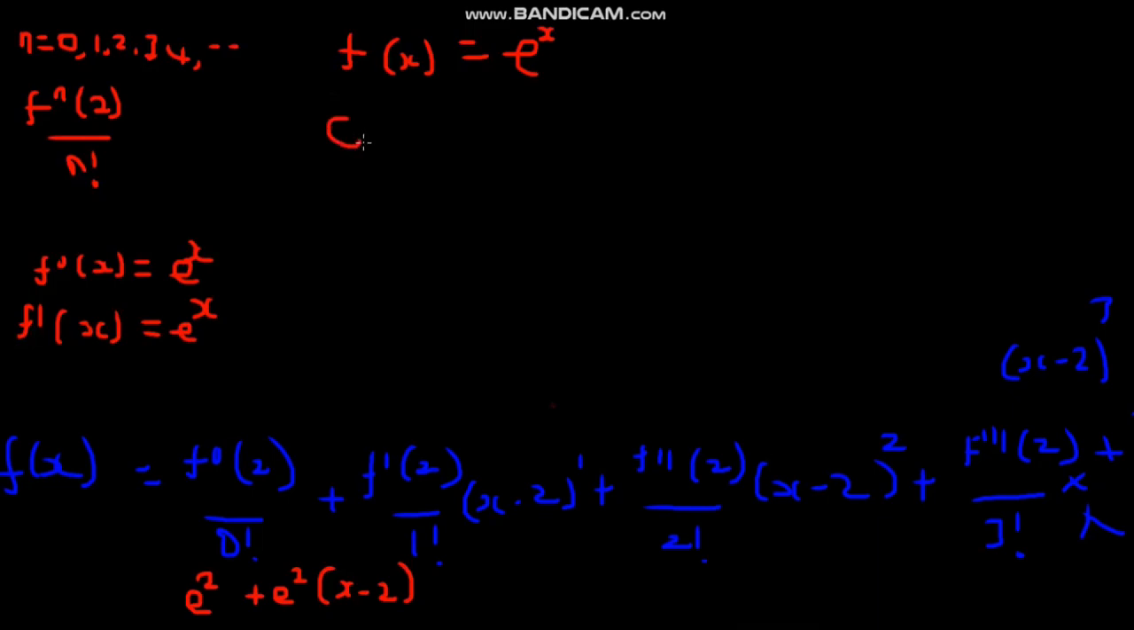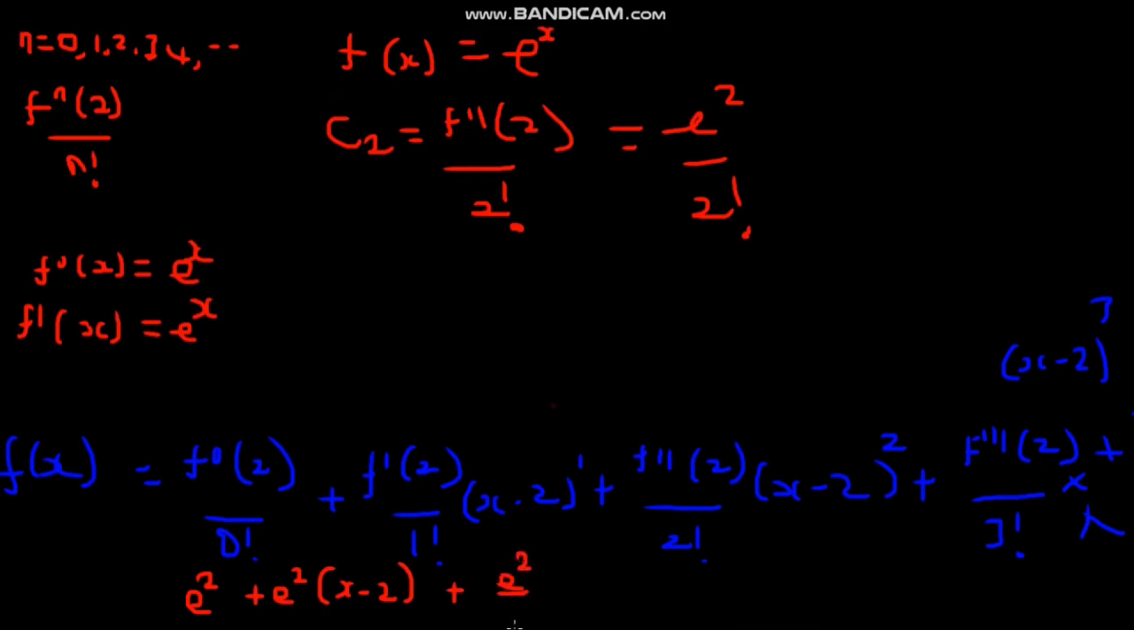Okay, all right, so I have c2 equal to what? The second derivative of the function at 2 over 2 factorial, right? And the second derivative of this function will give me the same function. So I have e to the power 2 over 2 factorial. So I can write that in place of what I have here. So that will give me plus e to the power 2 over 2 factorial. Let me try and shift this up.